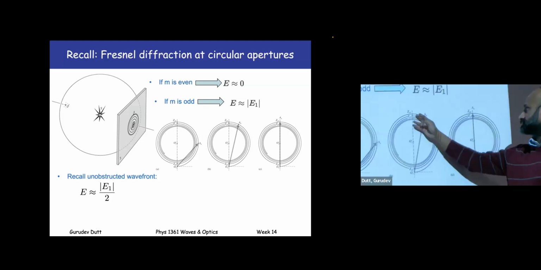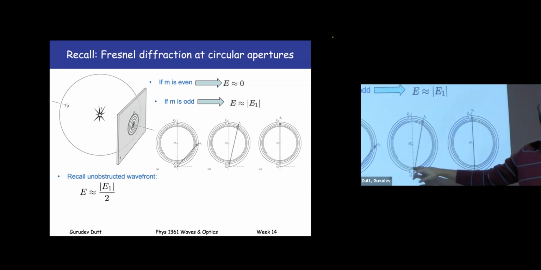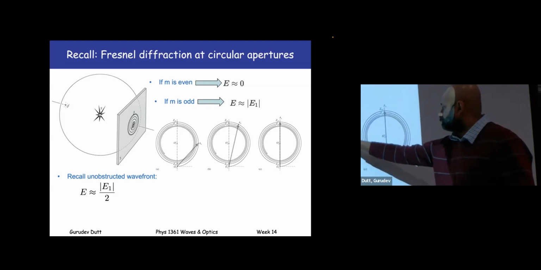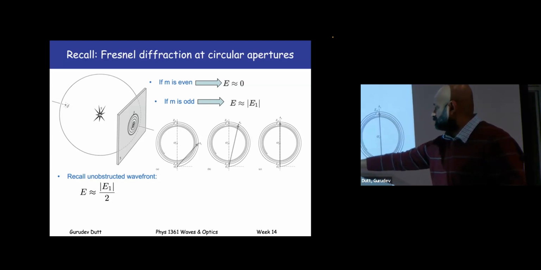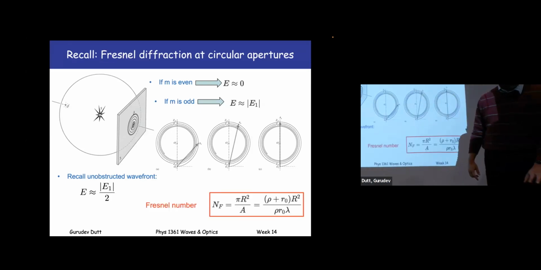And then as A increases, it might enclose 1 Fresnel zone, and then it might enclose 2, which would be down here, which would be a minimum, and so on and so forth. And you can see when you just have the unobstructed wavefront, which is from OS to OS prime, the phasor is half of the phasor from OS up to ZS1, which is the first Fresnel zone.